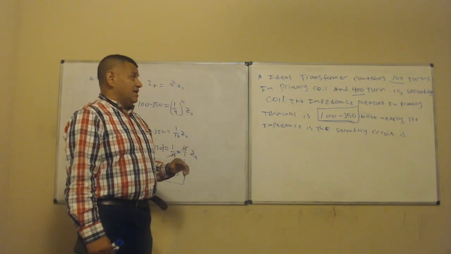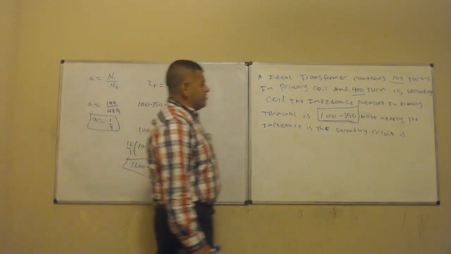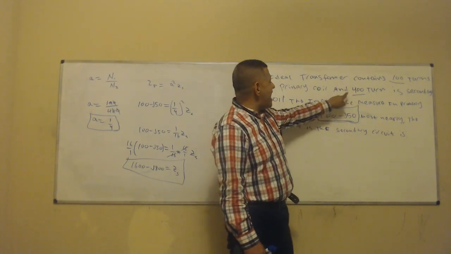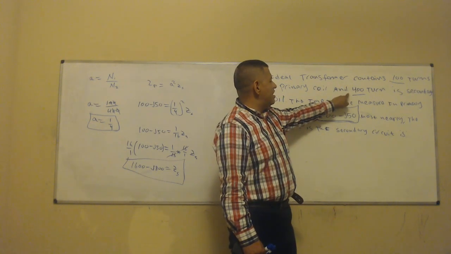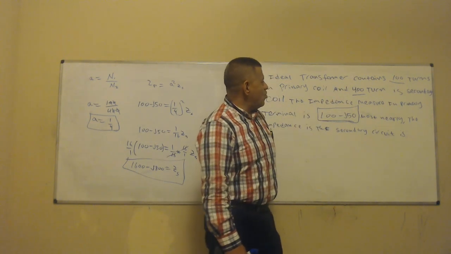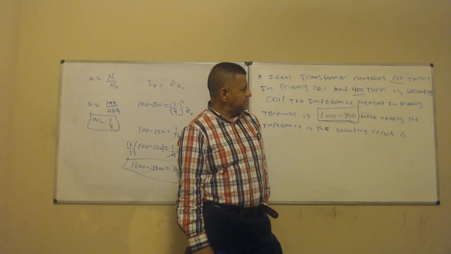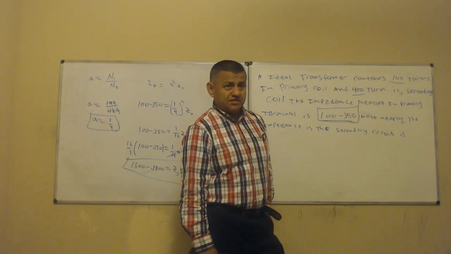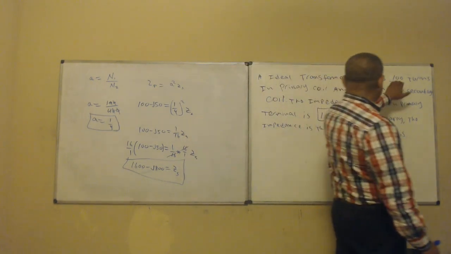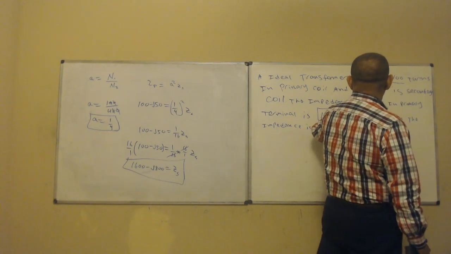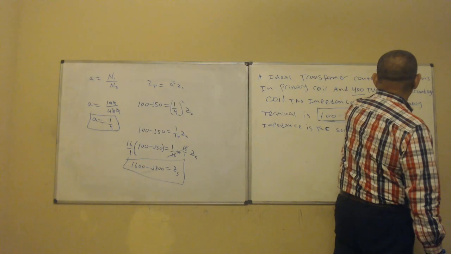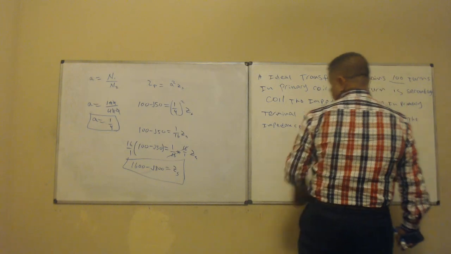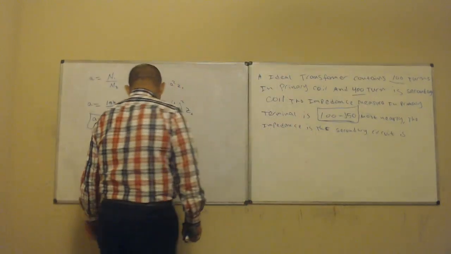But as you can see right here, the secondary has a higher ratio, a high number of coils. So what is this telling me? It's telling me that this transformer is a step up transformer. This is going to be higher. The voltage over here is going to be lower than the voltage over here. And how can you prove this?